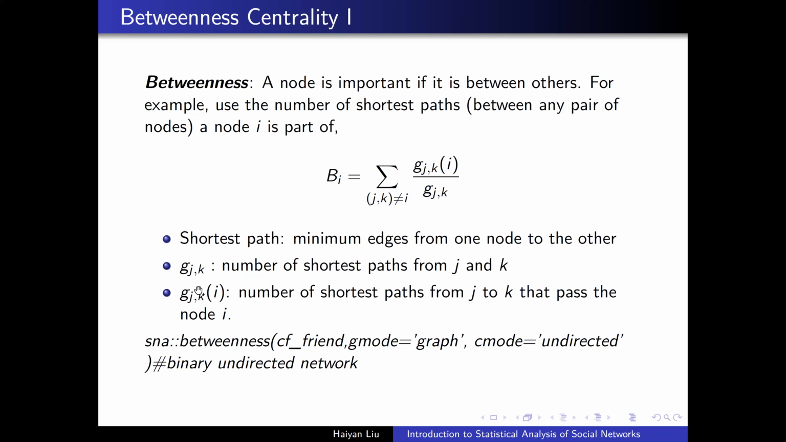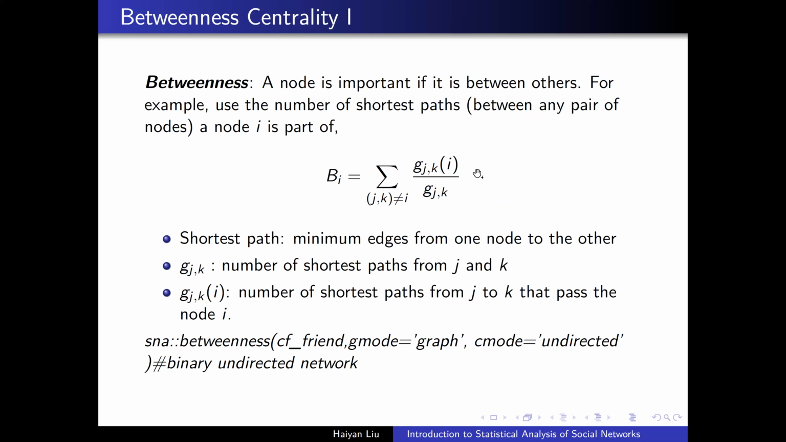For instance, if we are interested in how actor I is involved in the shortest paths between the other actors J and K, we can first get the total number of shortest paths from J to K. Then among those shortest paths, we count how many involve the actor I we are interested in. So for each pair of actors J and K, we get this proportion where the shortest path between J and K involves I. Then we exhaust all those pairs and sum them up.